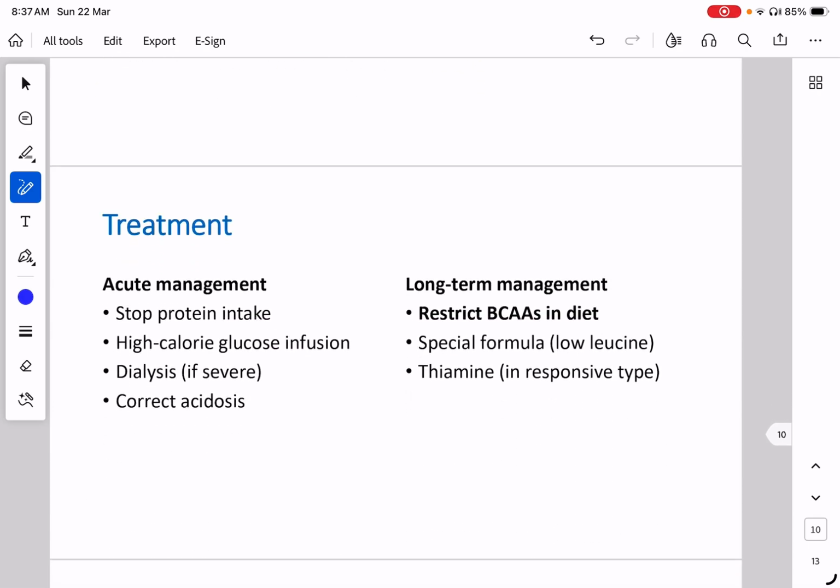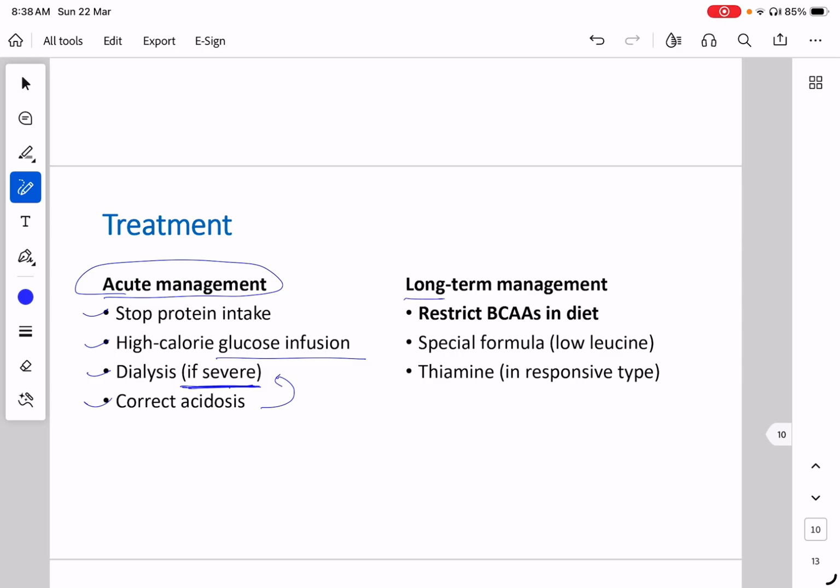How to treat this illness? Acute management: stop protein intake. High calorie glucose infusion should be given. Dialysis if there is severe toxin accumulation and renal impairment, and acidosis to be corrected. In severe acidosis also, dialysis is recommended.